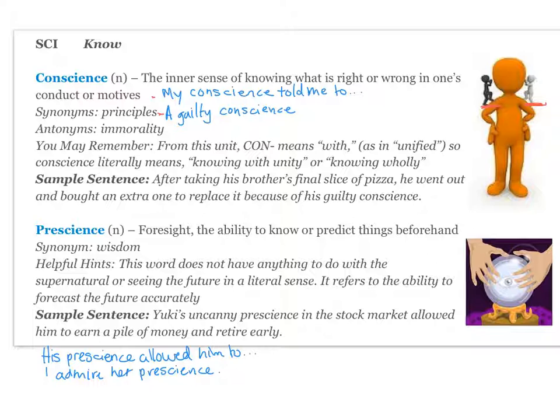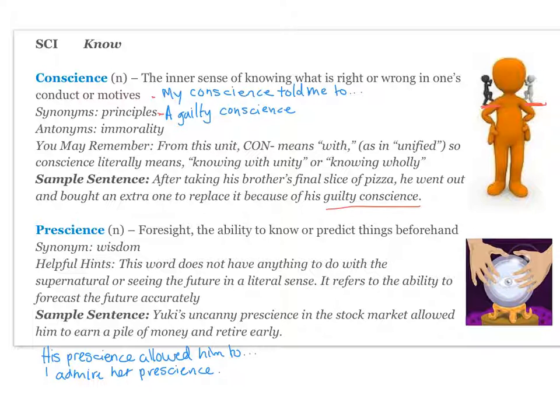Your synonym is principles, and your antonym is immorality. You may remember, hopefully, because it was the last root we went over, con means with, so conscience literally means knowing with unity or knowing wholly. And your sample sentence is, after taking his brother's final slice of pizza, he went out and bought an extra one to replace it because of his guilty conscience.